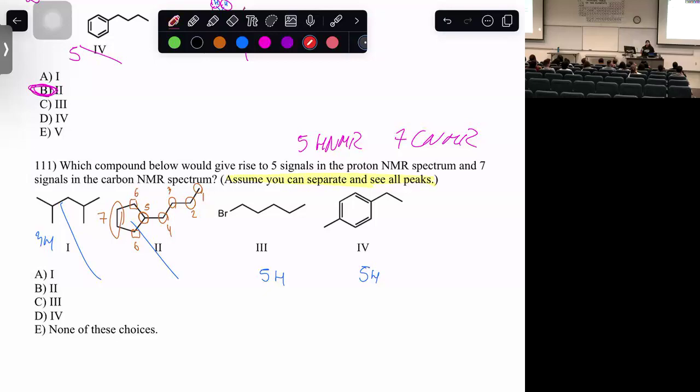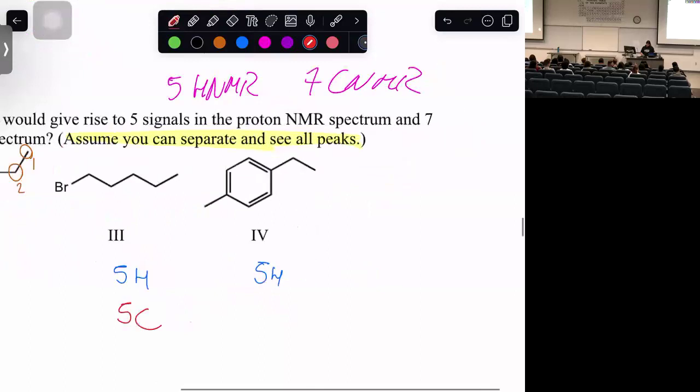But for option 3, how many CNMR signals do you see? It's almost similar. Except the little. This one is 5 carbon signals. And then we have 1, 2, 3, 4, 5, 6, and 7 carbon signals.